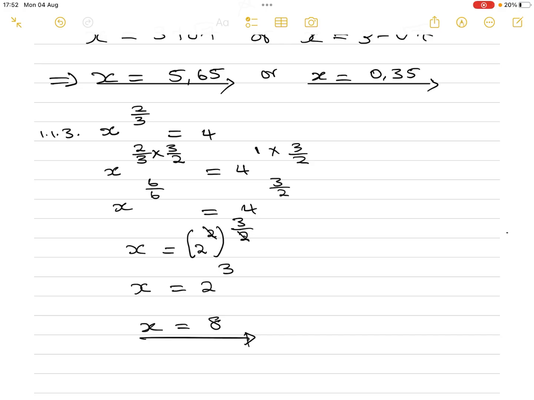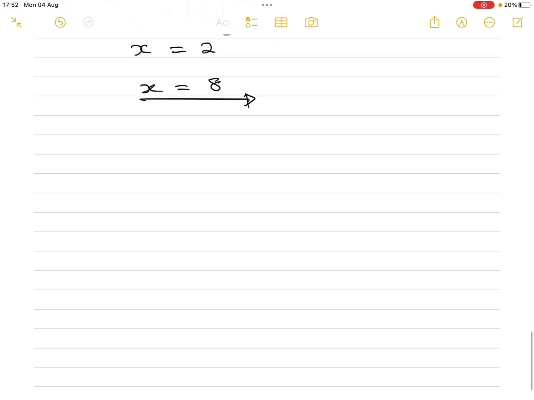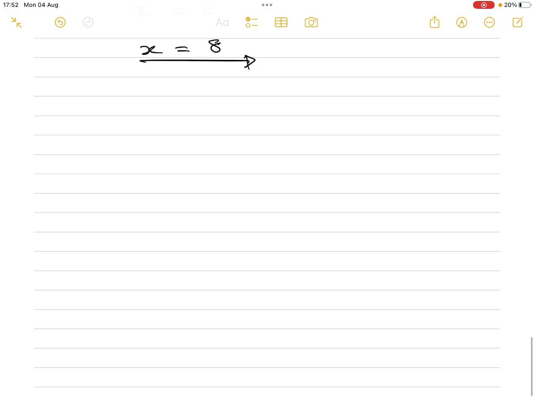So I hope I didn't lose you guys anywhere. Let us continue. Now we are on 1.1.4.